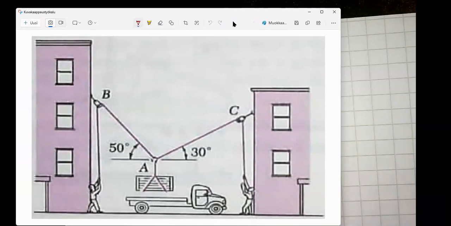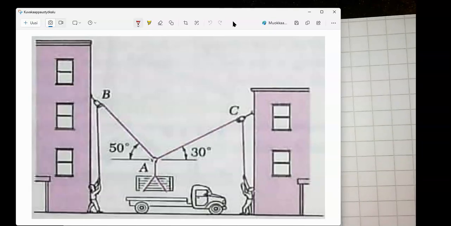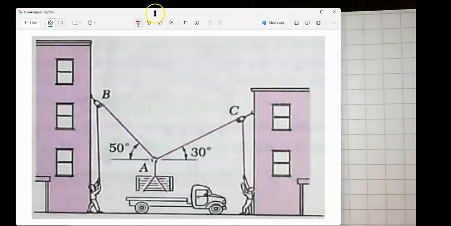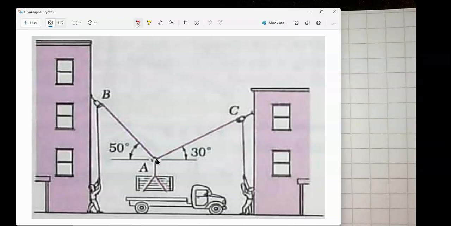And we had this example 1. I will show it again. This kind of problem here. We are considering here the equilibrium of that point A, this uppercase A here. It has to be in physical equilibrium. That means that the sum of all forces which are attached to that point A will be 0, or the resultant of those forces will be 0 vector.